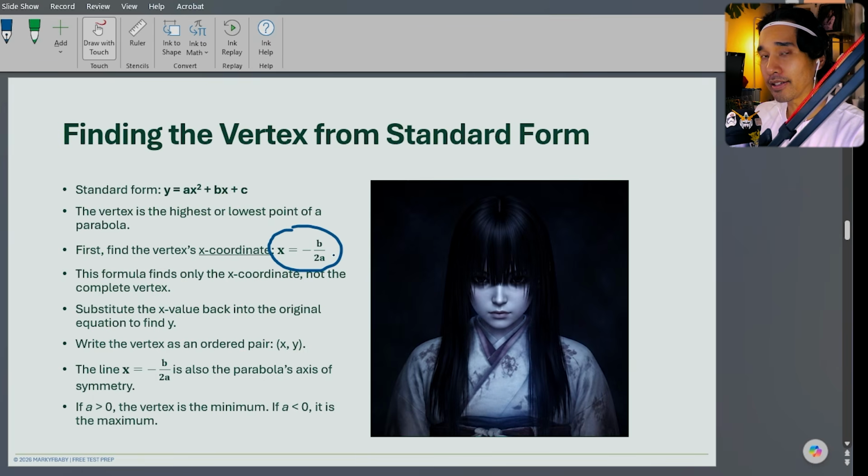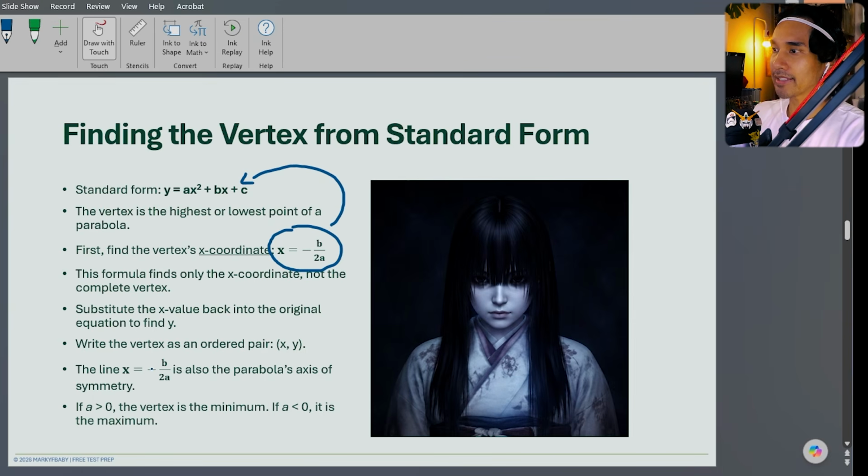After you find x, then you must plug x back into the equation, getting us y. Very important that you do that. This is a two-step process. Write the vertex as an ordered pair, x, comma, y. And I do exaggerate the ordered pair, and that's how I was taught to say the ordered pair. Say the comma, 0, comma, 5.